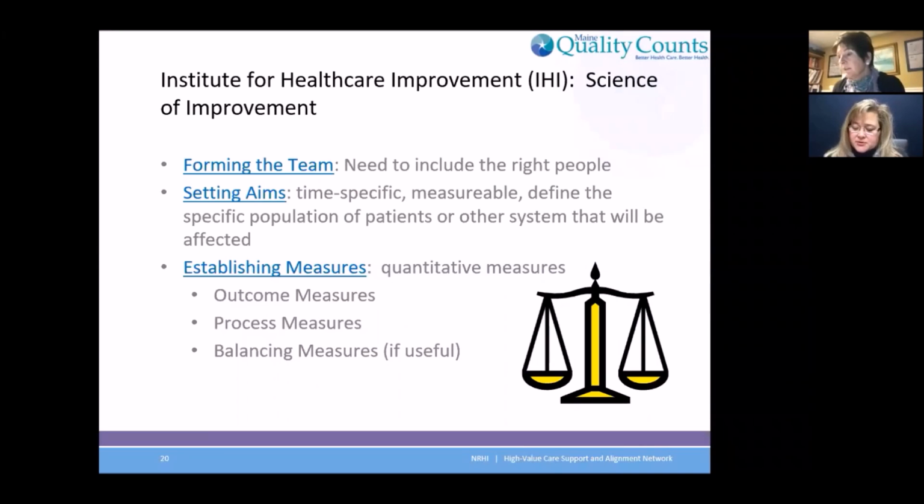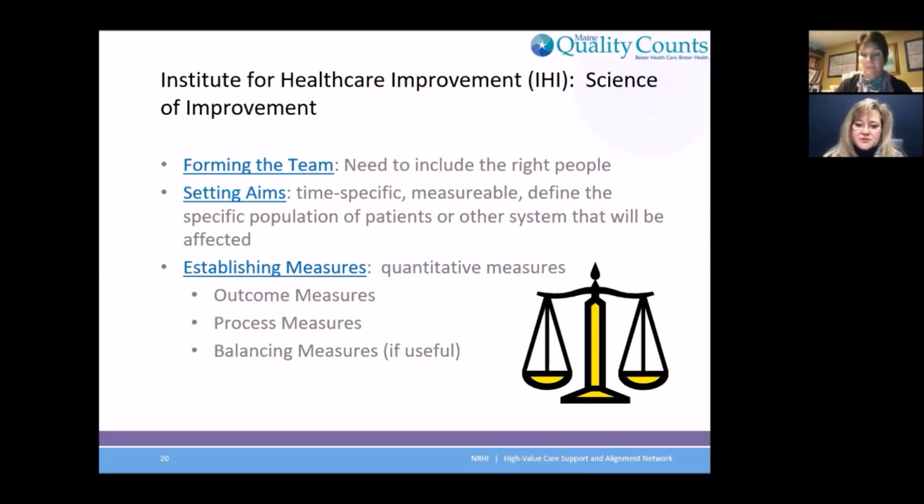Now, process measures are really looking at the evidence-based best practices to look at improvement efforts. So what's the process? What are the steps that lead in this process to either negatively or positively affect this outcome measure? So really looking at the process and how we do that.